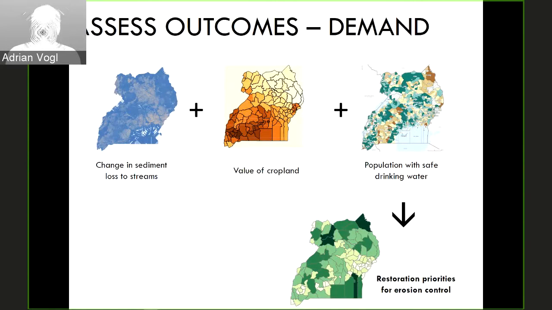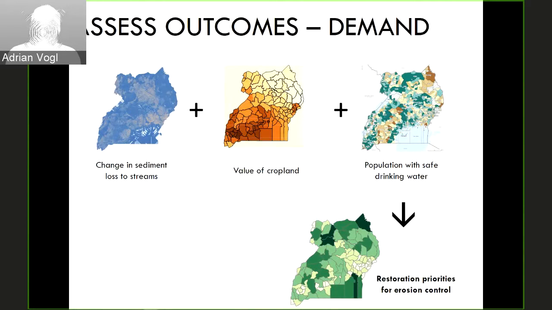So we can start with the change in sediment loss to streams or the amount of sediment being currently eroded on the landscape. But in order to really make this a story about ecosystem services, we have to show where people are that are going to benefit, that are either currently benefiting from these services or where they could benefit from improvements. So for the case of Uganda, for example, you would take that change in sediment loss to streams, you could look at the value of cropland.